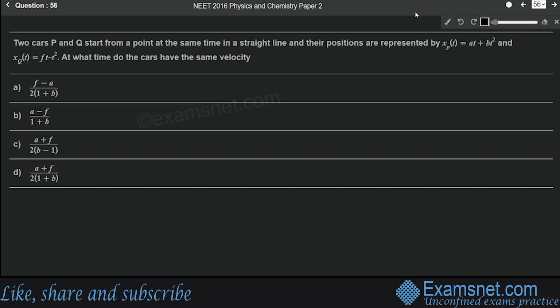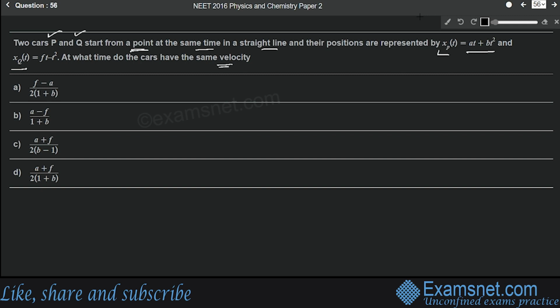Question number 56 is from the chapter Motion in a Straight Line, and the question is, two cars P and Q start from a point at the same time in a straight line and their positions are represented by xp(t) equals at plus bt square and xq(t) equals ft minus t square. So at what time do the cars have the same velocity?